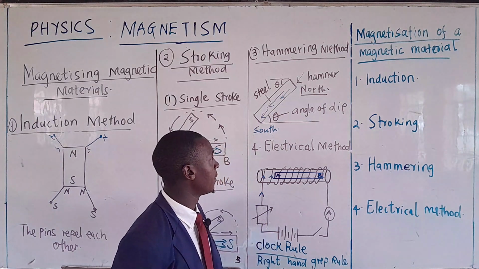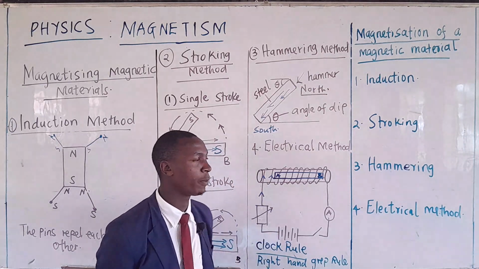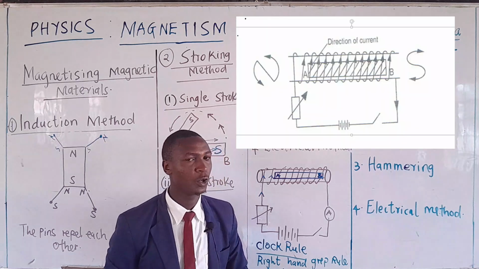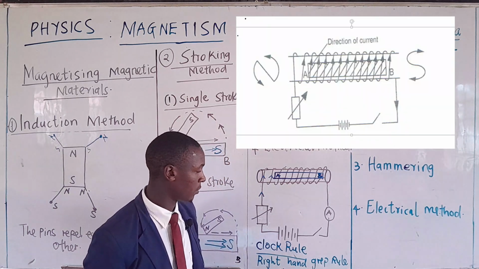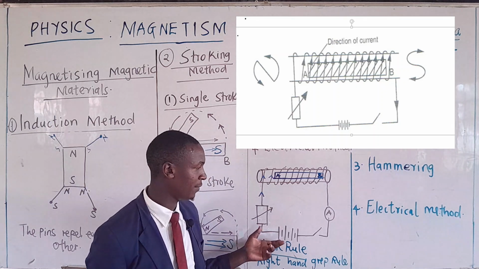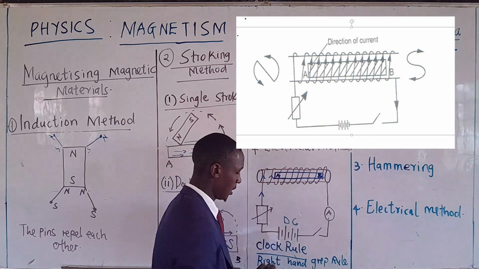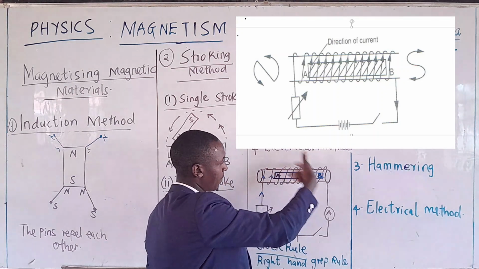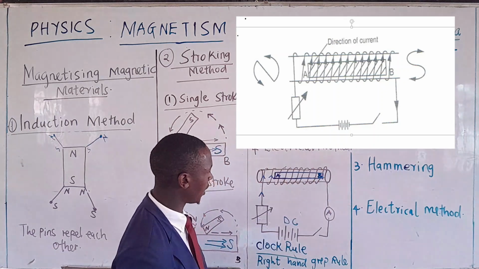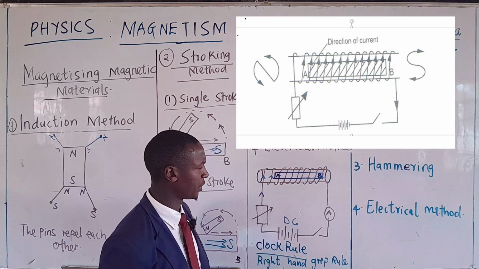Now, the last method that we are going to discuss here is the electrical method. We can also magnetize a given material using the electrical method. To magnetize it, we have to use a circuit here. This is a DC current supply, and we have a solenoid here. Then we have a bar that we want to magnetize. And how do you do it?